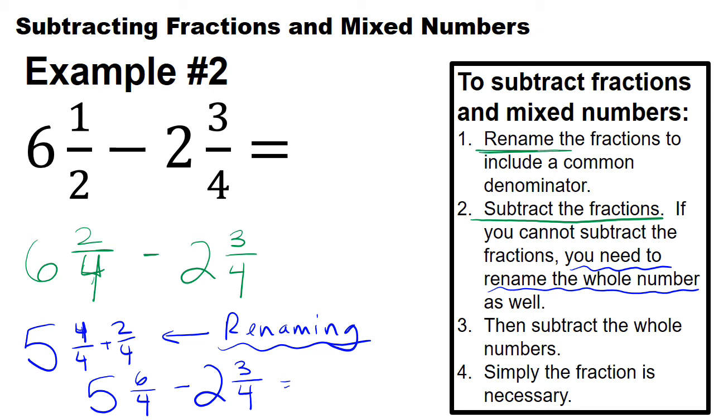And last but not least, we're going to subtract our fractions now. So 6/4 minus 3/4 gives us 3/4. And 5 minus 2, when we subtract our whole numbers, gives us 3. So when we subtract 6 1/2 minus 2 3/4, our answer is 3 3/4.